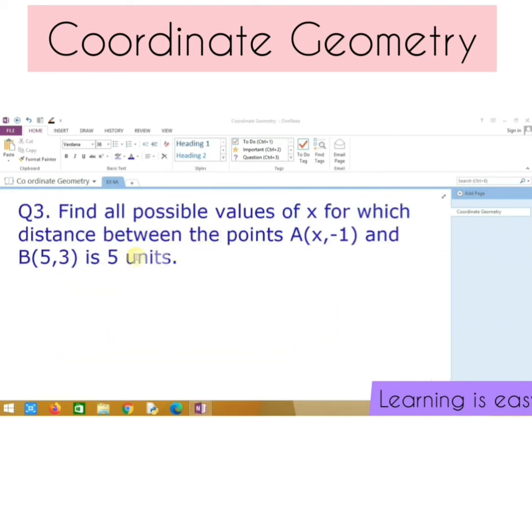Question 3. Find all the possible values of x. And we have 2 points A and B, and the distance is already given as 5 units. So the LHS is already with us. We'll substitute the RHS. 5 minus x, both are x coordinates, whole square, plus 3 minus of minus 1 becomes 3 plus 1, 4. So minus of minus becomes plus, 1 whole square.